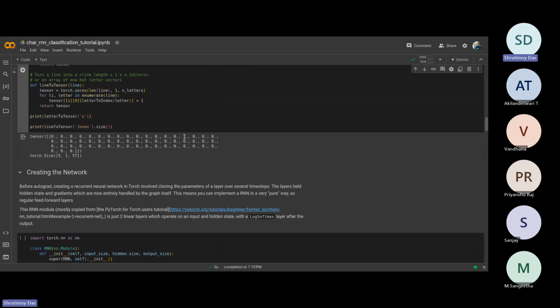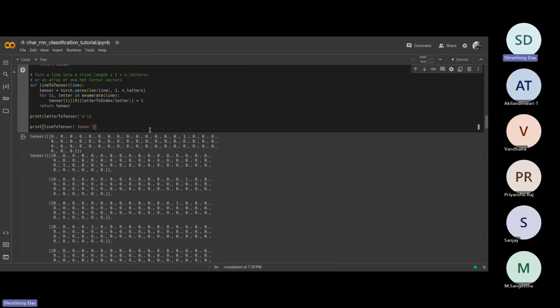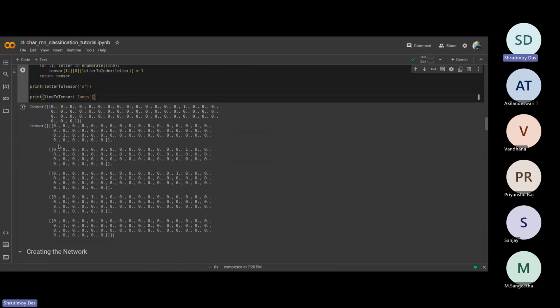So now you see the one appears here. So this is how the embeddings for each character look like. And then you have 5 cross 1 cross 57, which means you'll have 5 copies of this. So if I just remove size here, you see this is how the embedding of JONES will look like.